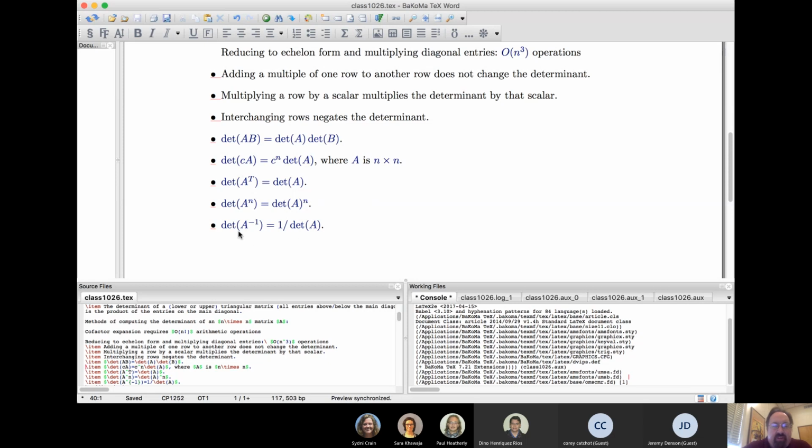And finally, if A is invertible, so A is invertible if and only if its determinant is non-zero, in that case, to take the determinant of the inverse, you just take 1 over the determinant of the original. That makes sense because A times A inverse is identity. So the determinant of A times the determinant of A inverse ought to equal determinant of identity, which is 1.